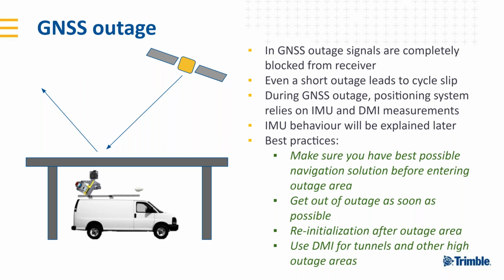So it's possible to do this kind of thing. If you know you're driving in a city center collecting data, you can go in and out of the area, should be no problem. So you can get a fixed solution outside and then go into the outage and then come back and do this re-initialization after the outage area. And one important thing regarding the outage areas is to use the MI. And this will actually help you quite a lot in tunnels and stuff like this. I will discuss the MI also in one slide later.